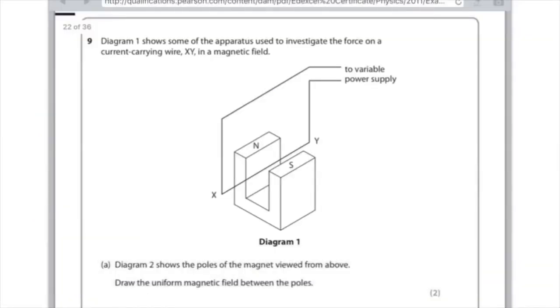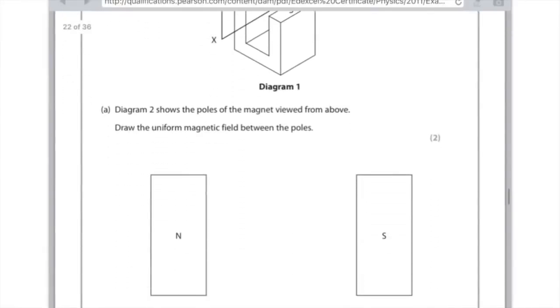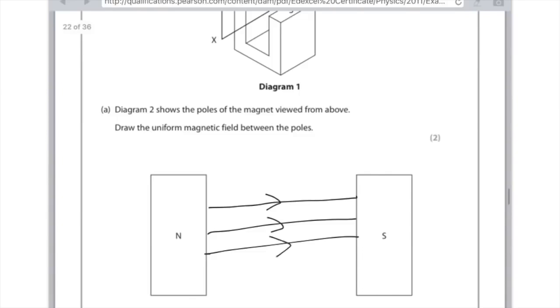Diagram 1 shows some of the apparatus used to investigate the force on a current carrying wire XY in a magnetic field. Diagram 2 shows the poles of the magnet viewed from above. Draw the uniform magnetic field between the poles. Okay, this isn't as hard as it might sound. You just need to draw straight lines, so use a ruler. I'm not using a ruler because I'm using the iPad. And you need to do a minimum of 3, and then obviously the magnetic field goes from north to south, so add arrows showing that, and that is more than enough.